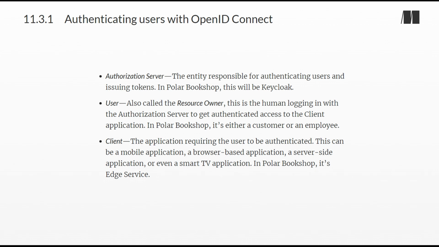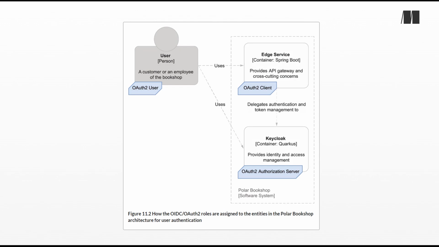Client, the application requiring the user to be authenticated. This can be a mobile application, a browser-based application, a server-side application, or even a smart TV application. In Polar Bookshop, it's Edge service. Figure 11.2 shows how the three actors are mapped to the Polar Bookshop architecture. Figure 11.2. How the OIDC/OAuth 2 roles are assigned to the entities in the Polar Bookshop architecture for user authentication.